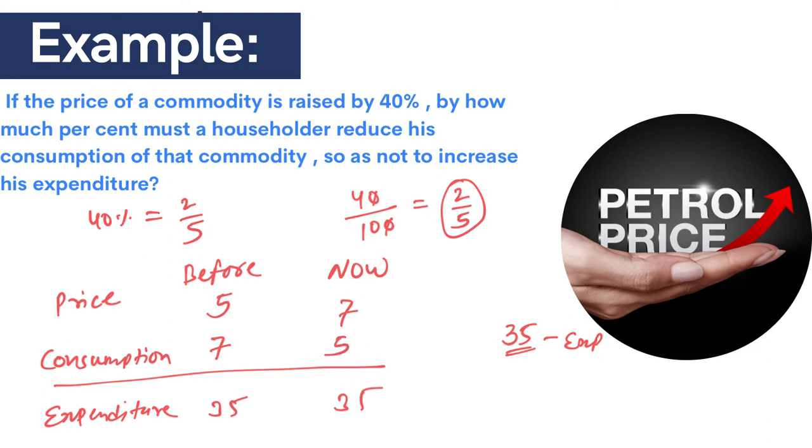You will see your consumption is reduced from 7 to 5. How much reduced? 2. On what? On 7. From 7 it is decreased to 5, so consumption is decreased 2 on 7. So calculate this in percentage: 2 divided by 7 into 100, so I can say 200 by 7. This is my answer, right?